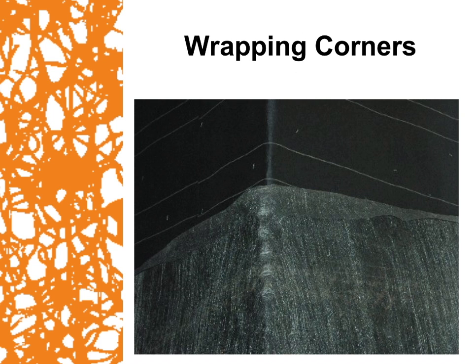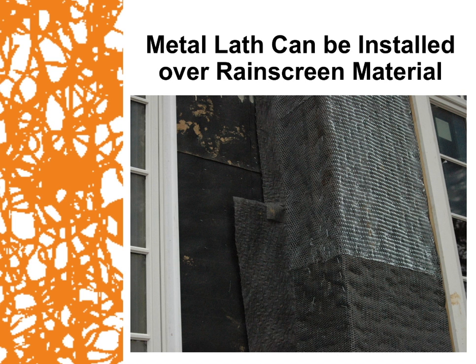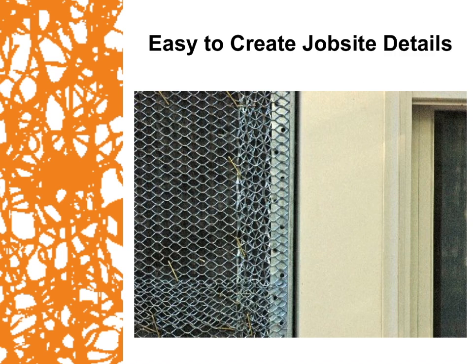Ensuring that you wrap the corners and do not start or finish at the corner. Making sure that metal lath can be easily installed over the drainage mat product. And then also easy to create job site details. Ensuring that the manufacturer that the product comes from has those details, or can at least be on the job site, or you can email them to get that job site detail that may be on your project.